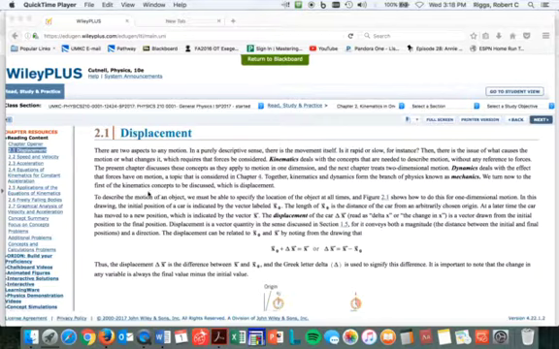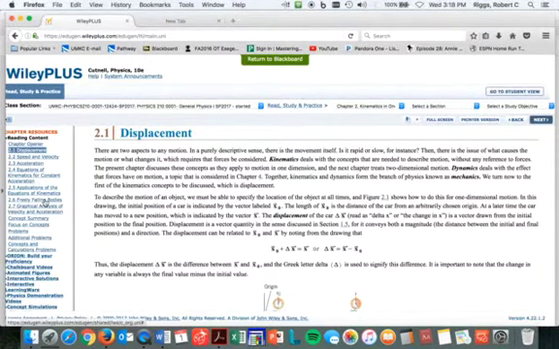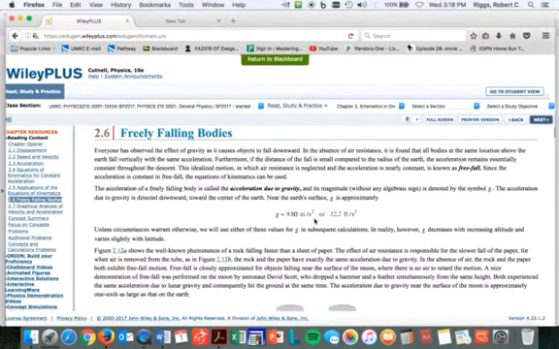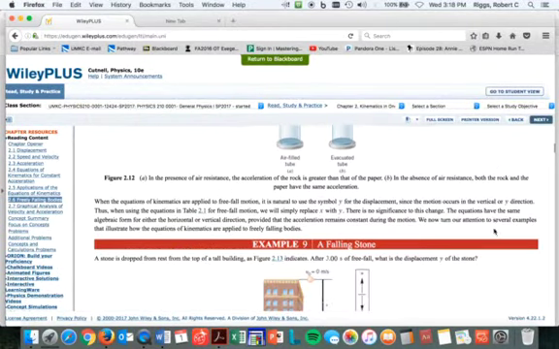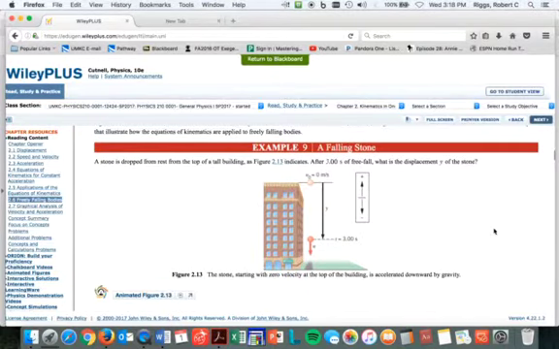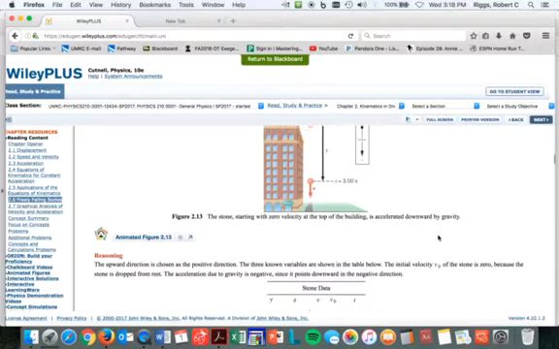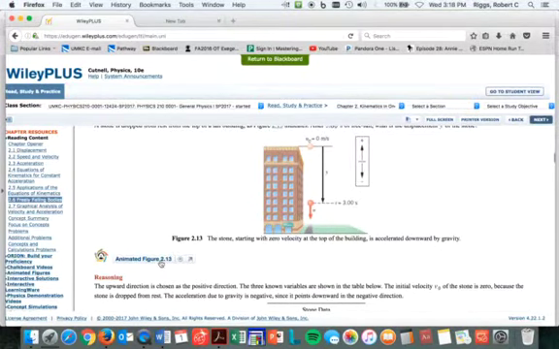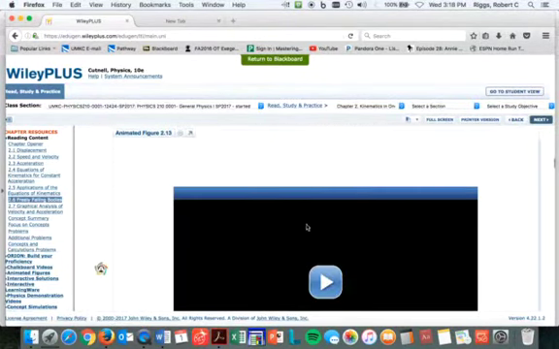Now here's the thing on displacement. Let's go to the free falling bodies part, because that seems to kind of mess people up. So here's the book on free falling bodies. Here's example 9. A stone is dropped from rest at the top of a tall building. After 3 seconds of free fall, what is the displacement of the stone? That's a great question. How far did it fall? And then maybe what's its final velocity after 3 seconds? And I think you can even get animated figures here.